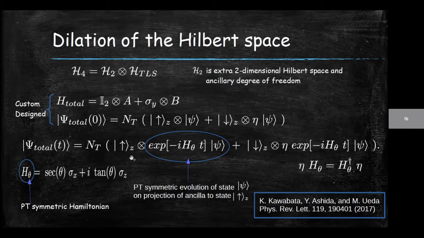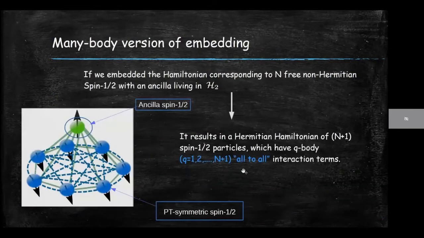In this case here, if you projected the ancillary degree of freedom on up, we'll end up with a state psi which has been evolved by a non-Hermitian Hamiltonian H theta. And now what was pointed out as well in this paper is that this kind of formalism is not restricted to only a two-level system, but can be extended to any arbitrary n-dimensional system.